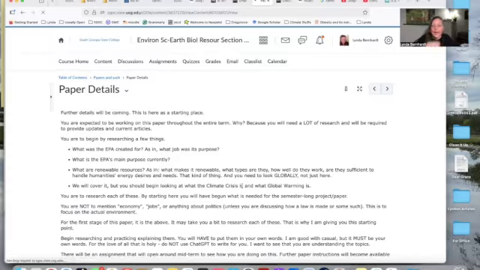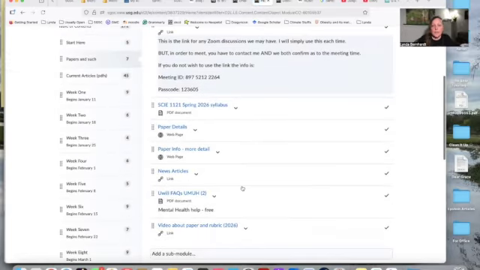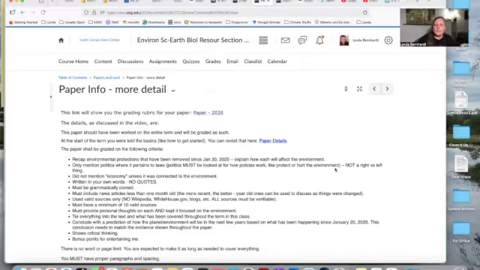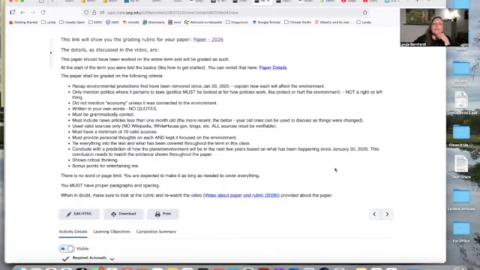Now, after that, I then gave you more details about the paper info. And that was this. And it tells you, one, you're supposed to have been working on this the whole term, and there's a lot of you who haven't. Paper is going to be graded on this. So you have to recap the environmental protections that have been removed since January 20th, 2025. Explain how these are going to affect the environment. Only mention politics where it pertains to laws. The politics must be looked at for how policies work, like protect or hurt the environment. This is not a right versus left thing.